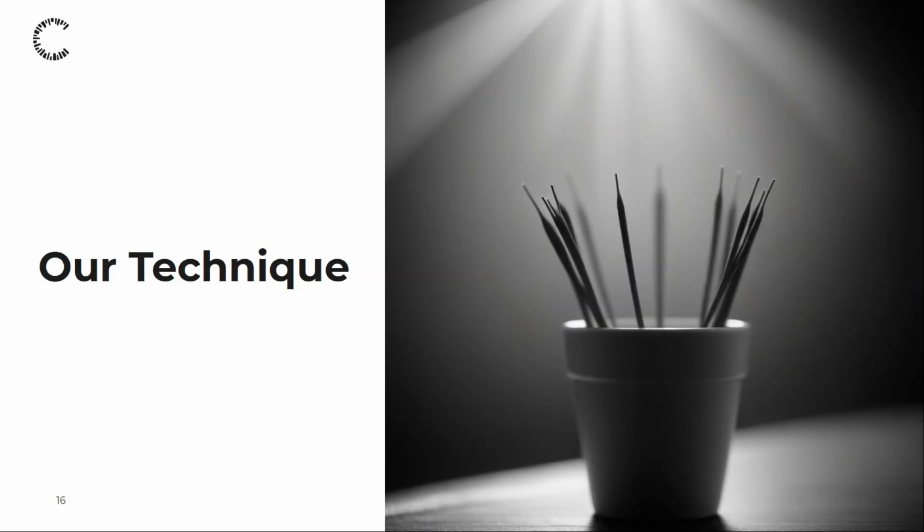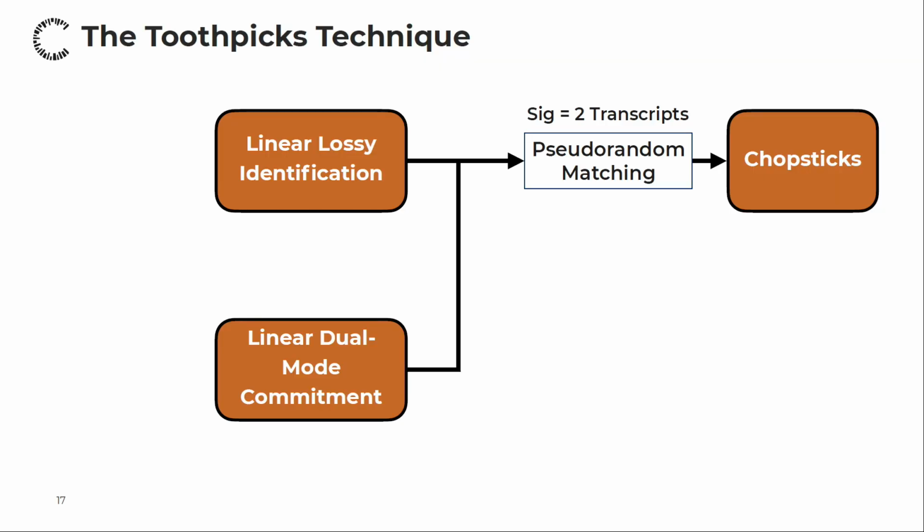And as I said, this leads to this factor 2 overhead. So now let's look at our technique, and I will not give a lot of details here. I will just tell you what we do and not so much how we do it. So as I said before, Chopsticks combines this linear lossy identification scheme and the dual mode commitment scheme into a multi-signature scheme using this pseudo-random matching technique, and this technique leads to a factor 2 overhead. We have 2 transcripts in the signature. The communication is now 2 times as large as this very first scheme that we have seen.